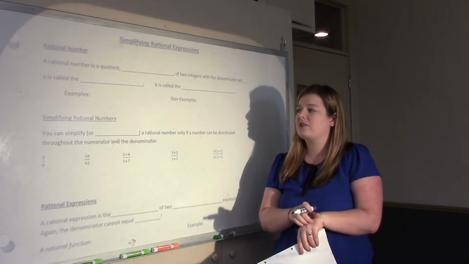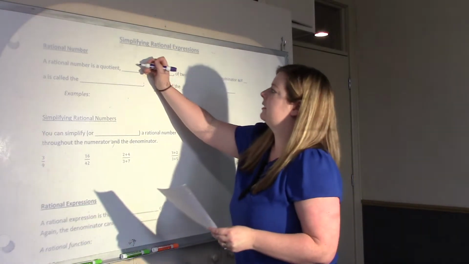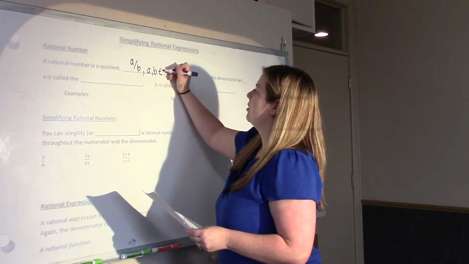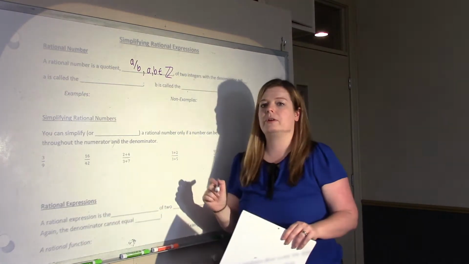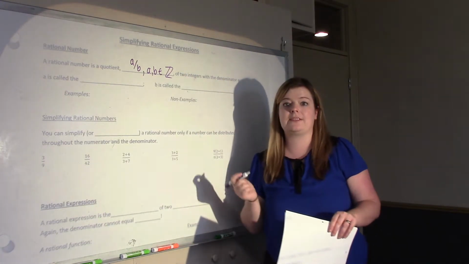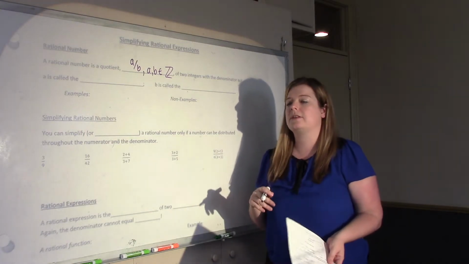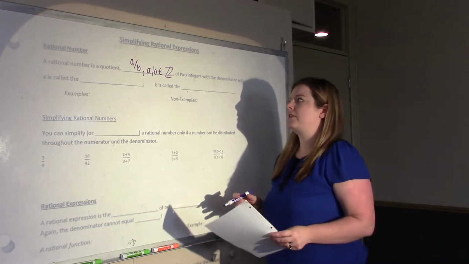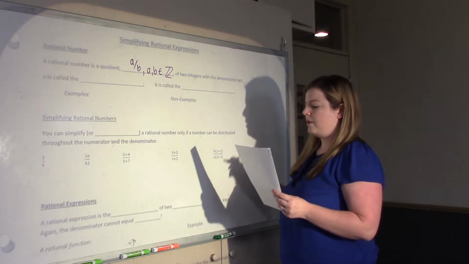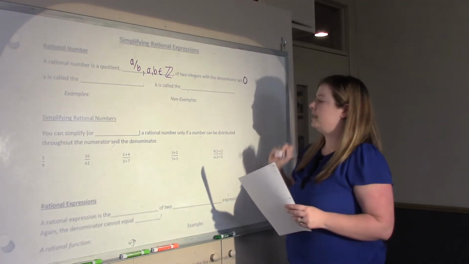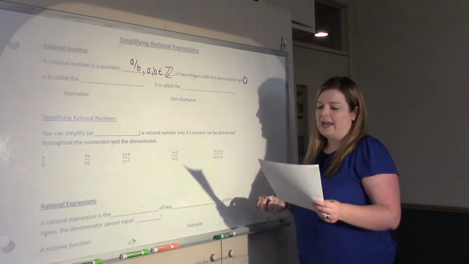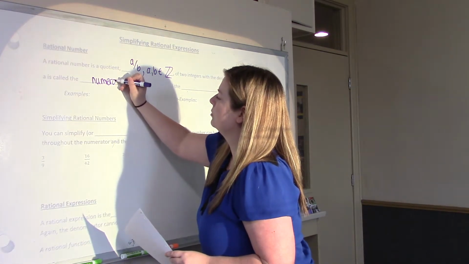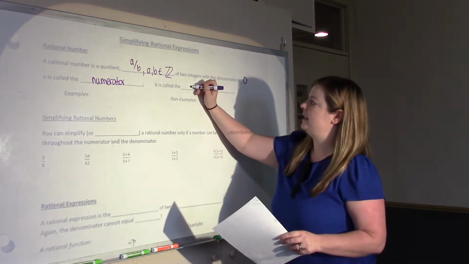Okay, so a rational number is a quotient, A over B, where A, B are integers. Okay, this weird Z stands for integers, which means they're not decimals. It just can be a negative or a positive whole number if you want to think about it that way. Up to 2 integers where the denominator cannot be 0. We can't divide by 0. A is called the numerator, and B the denominator.